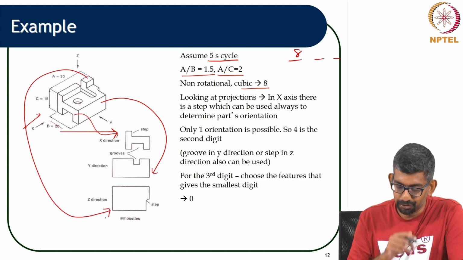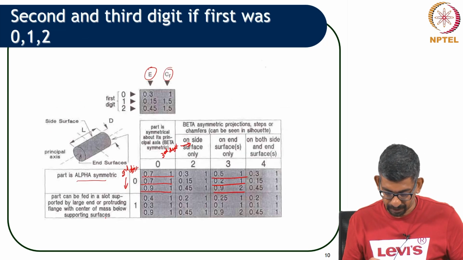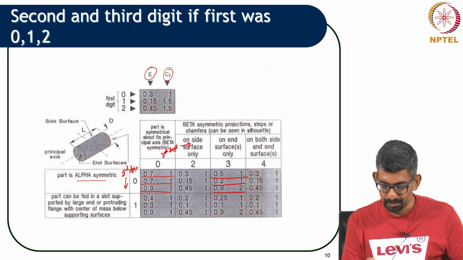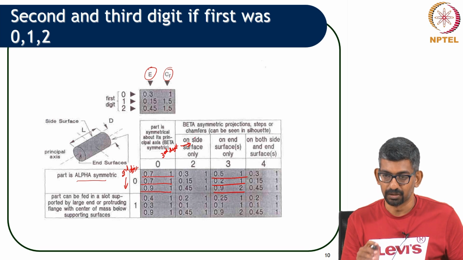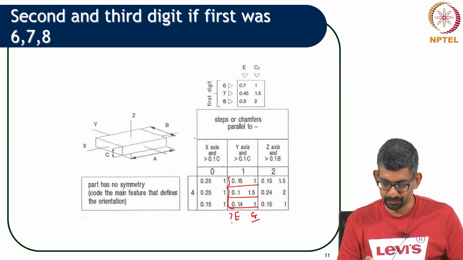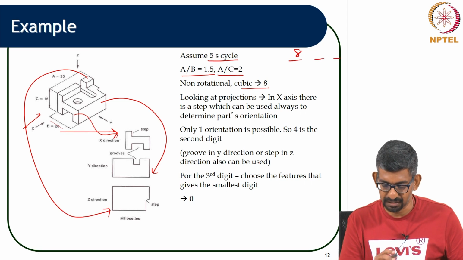Now, how are we going to use all these things? If you go back to the chart, it asks all these questions. Part can be fed in and supported by a large end or protruding flange, all that, and what is this? Beta asymmetric projection step. I am just giving this as an example, but the same thing will be here also. So, the steps are chamfers parallel to what axis and all that we need to use. So, that is the reason we do this.